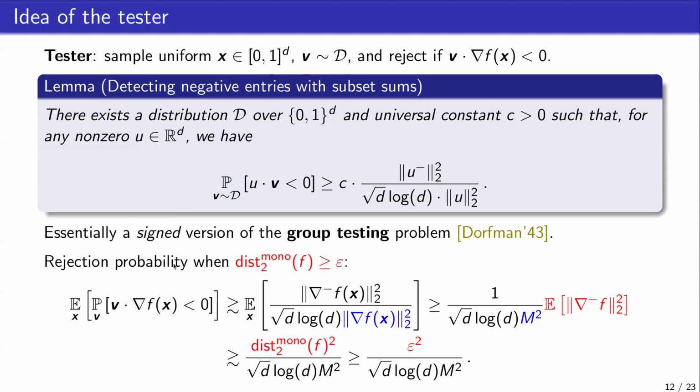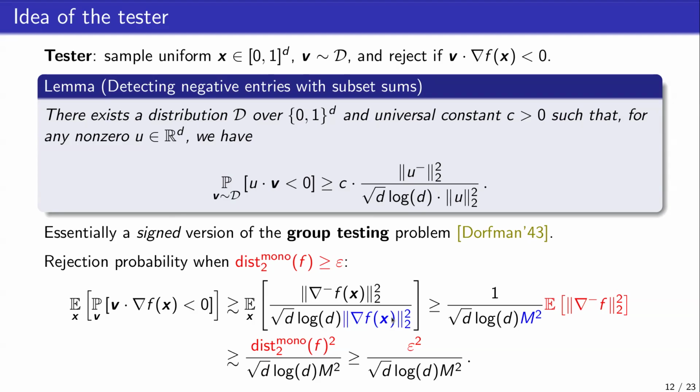So here's why that works. Let's compute the rejection probability of this tester when f is epsilon-far from monotone. So the rejection probability is going to be the average over all the points x of the probability, when I choose v, that I detect this negative inner product. So first I'm going to apply my lemma. So this is going to be the average again over x of this right-hand side, this fraction. So I have the negative gradient on the numerator, the usual gradient on the denominator, and then I have this loss, square root d log d.